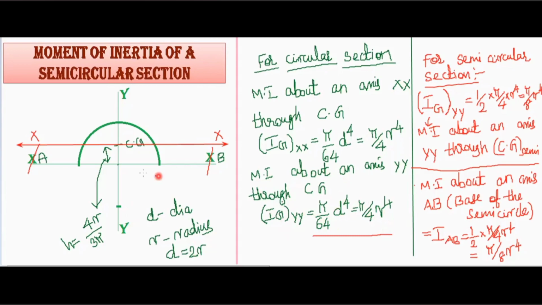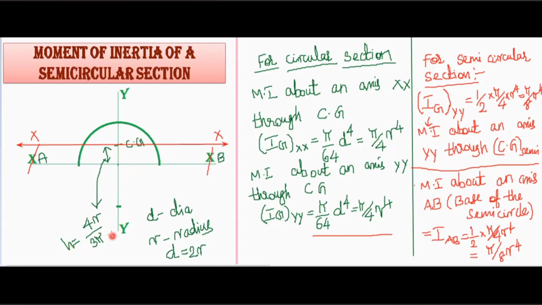Same. Then we erased half the portion of the circle and that became a semicircle. Here the YY axis will be the same, passing through the center of gravity, and when we erase half the portion of the circle, the center of gravity will be shifted from here to here, because for a complete circle, the center of gravity will be here. But for a semicircle, when I erase half the portion, it will be shifted from this point to this point. That distance is 4r by 3 pi.